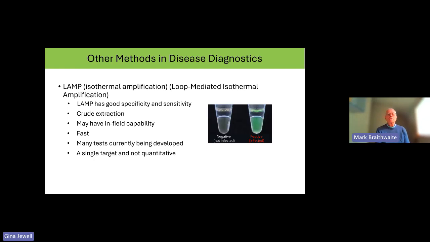So LAMP, this is another test. So it's sort of, for me, an alternative to PCR. Its advantages are that it's just a crude DNA extraction and it can be done in the field, so it could be fast and it does have a place, but it's not something that we currently use. I guess the disadvantage, it's a single target and it may or may not be quantitative, but it's something that's out there that you may have heard of. Next, please.